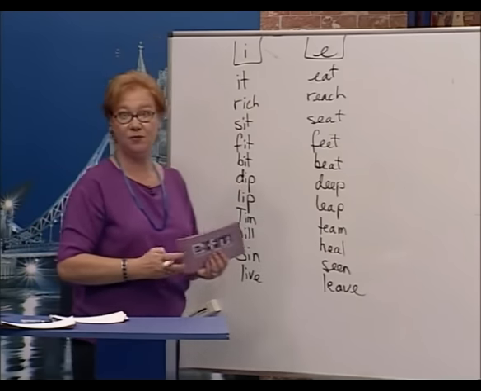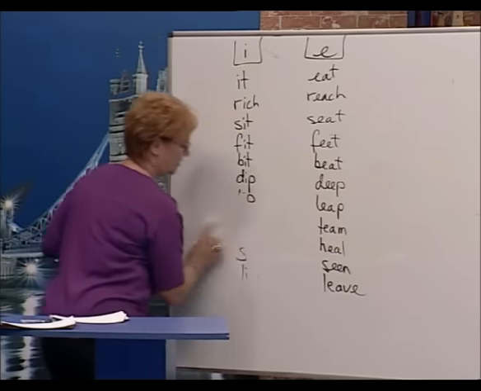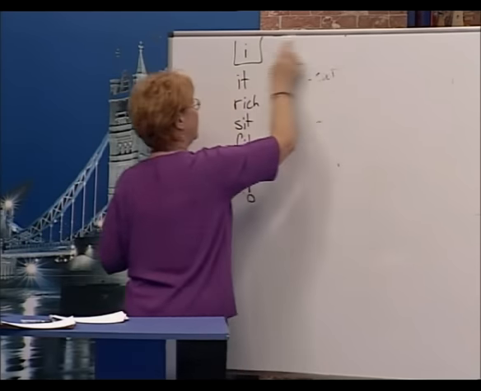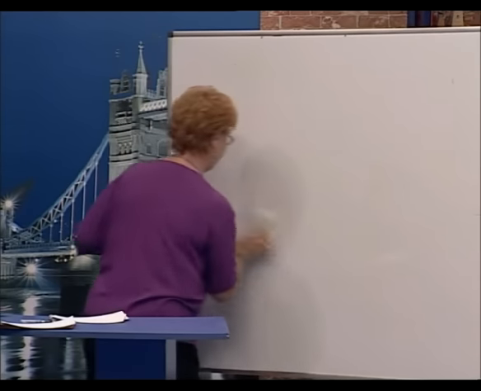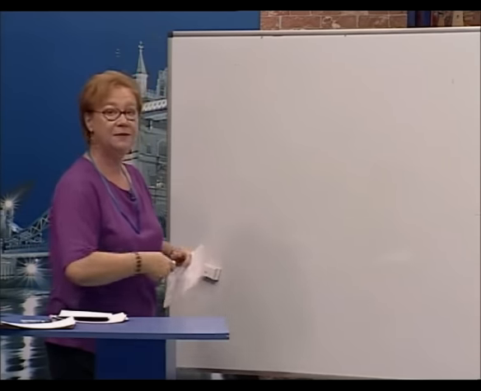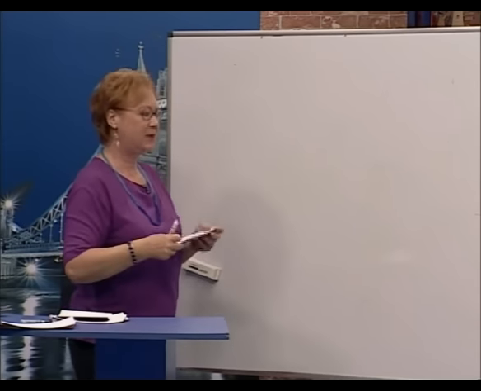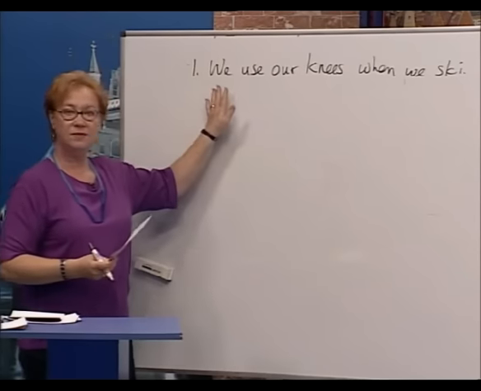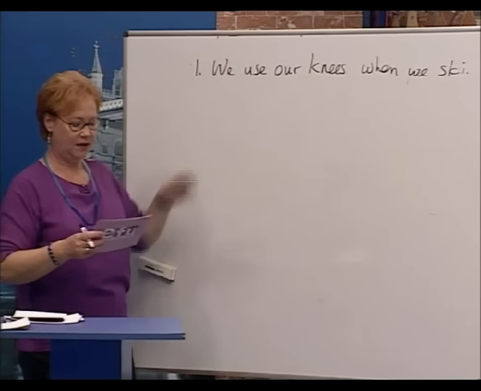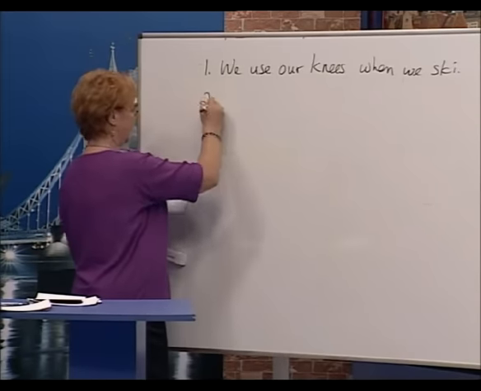Now, let's practice these words, some of these words, in some sentences. And we'll do these one by one, and then we'll have the assistants help us here. All right. Now, here's the first sentence. They're kind of silly, but that's okay. All right. Here's one. We use our knees when we ski. We use our knees when we ski. Okay, Susan, you try it. We use our knees when we ski. Yes, good.